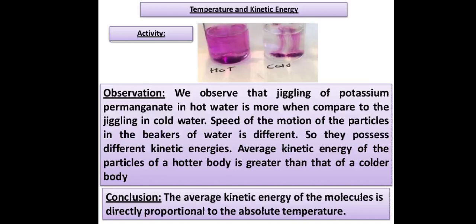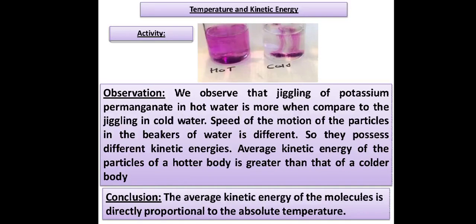Take two bowls, one with hot water and the second one with cold water. Gently sprinkle some food color or potassium permanganate crystals on the surface of the water in the bowls. We notice that the crystals of potassium permanganate jiggle. Jiggle means here move randomly.